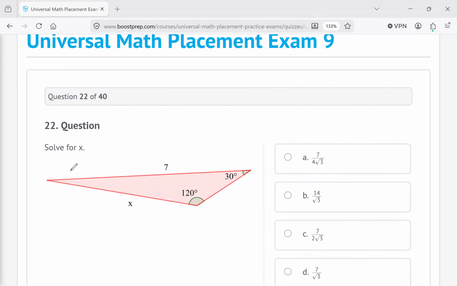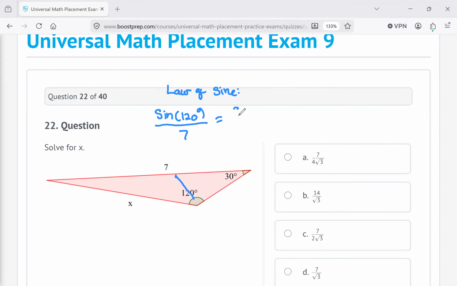22, solve for X. So in 22, we have to use what's called the law of sine. So the law of sine is going to be what you want to do is pick an angle and a side length that's connected to that angle. So I'm going to do sine of 120 over the side length. 120 is facing directly to 7, so it's going to be 7.